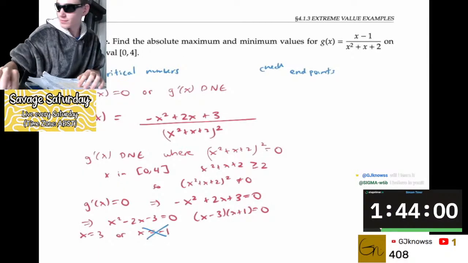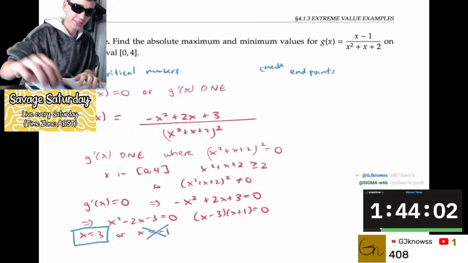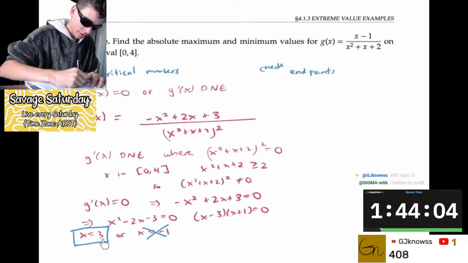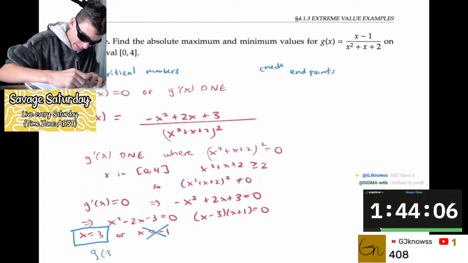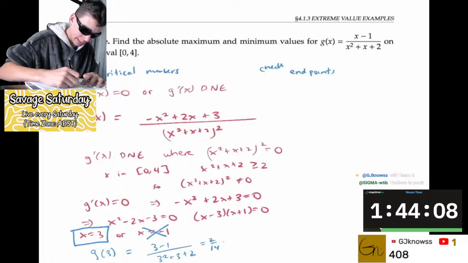I don't have to worry about it. All I have to worry about is x equals 3. X equals 3 is one place where my function g could have an absolute maximum or minimum. So let's figure out g's value there by plugging in 3 for x. We get 2/14, or 1/7.